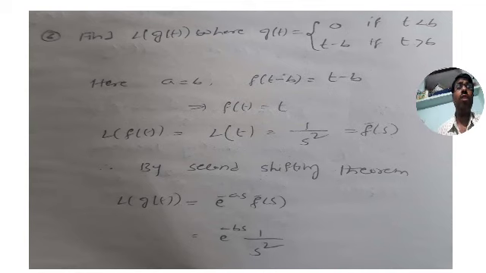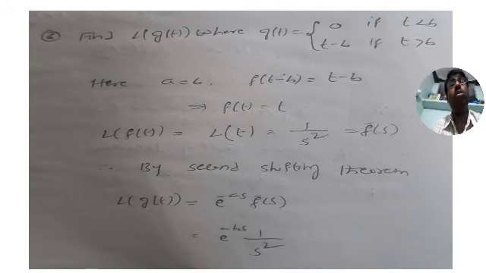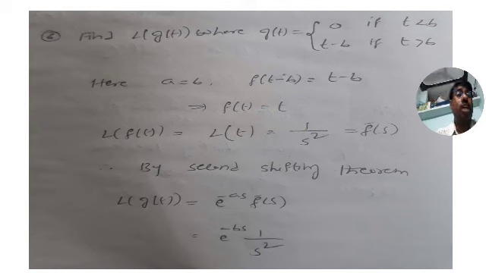For the second shifting theorem, we gave the statement, and based on that we were able to cover how many problems? 6 we covered. This is the last problem, which I am showing on the slide. This is the 6th problem we covered. So we were able to cover 6 problems on the second shifting theorem.